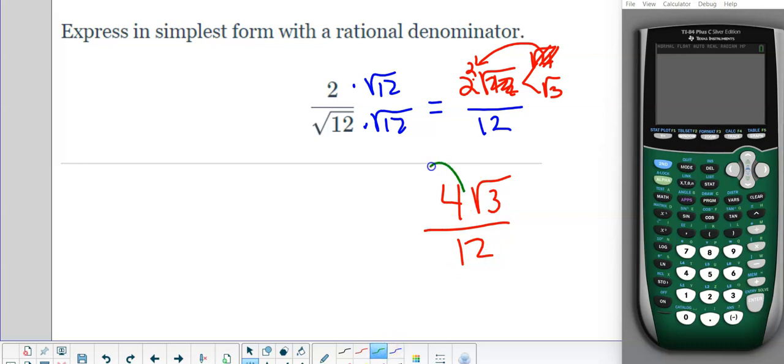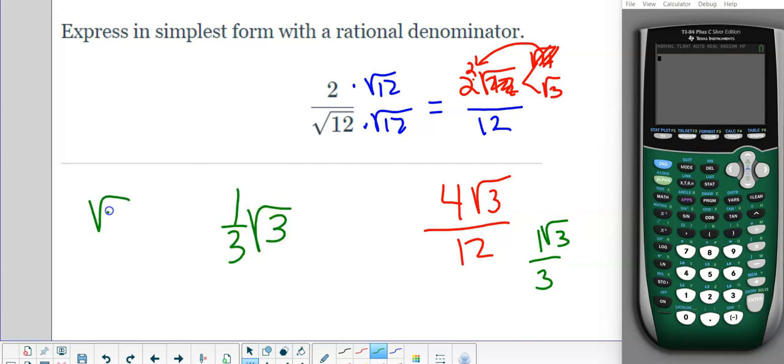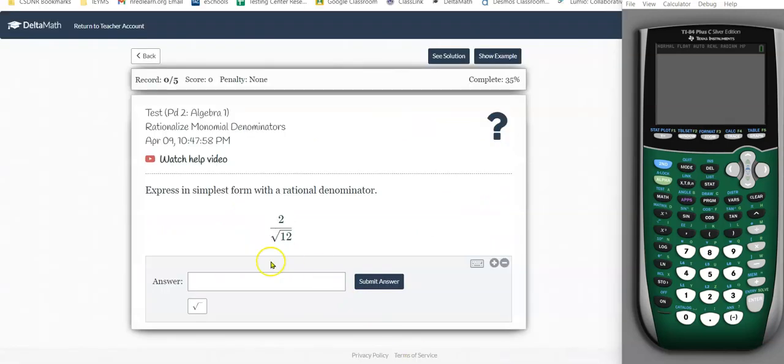And now I can concentrate on my coefficients, right? 3 and 12 cannot do math with each other, but 4 and 12 can. So I'm going to have 1/3. I can write it like that, I can write it like this, or I can write it with the 1 invisible. But these 3's cannot be combined at all. So the square root of 3 over 3.